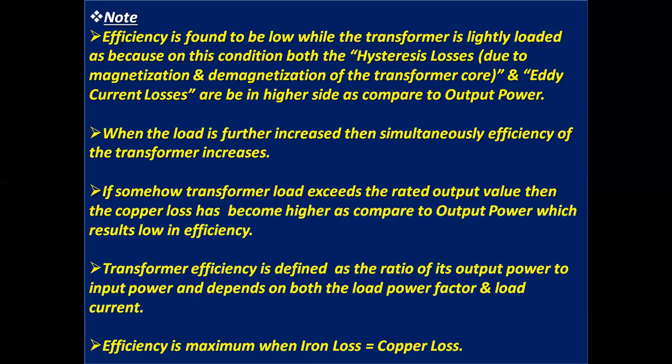When the load is further increased, the efficiency of the transformer simultaneously increases. If somehow the transformer load exceeds the rated output value, then the copper loss becomes higher as compared to output power, which results in low efficiency. Transformer efficiency is defined as the ratio of its output power to input power and depends on both the load power factor and load current. Now, efficiency is maximum when iron loss equals copper loss.